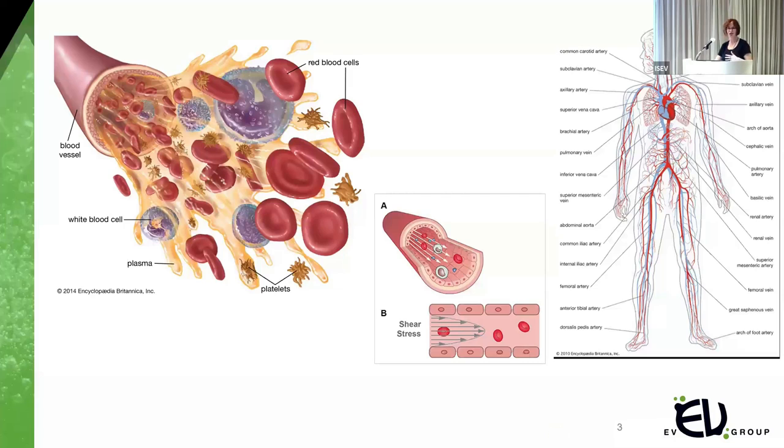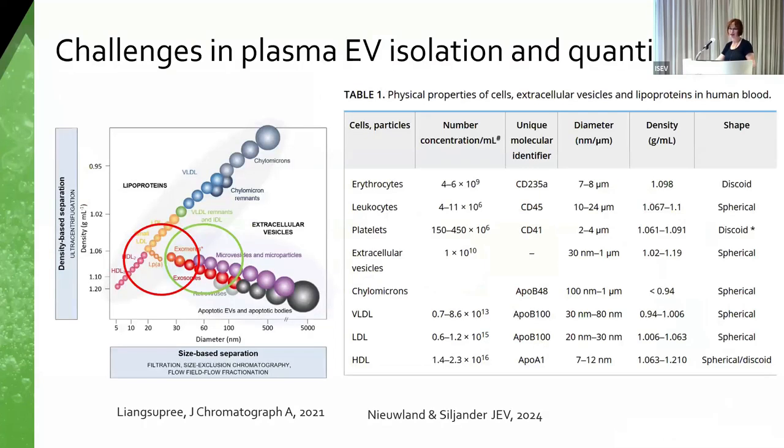So this is a short physiology 101 to remind us what we are talking about, and the complexity. Enough has been said about lipoproteins already, but just to mention again that the lipoproteins really outnumber the vesicles and the cells in the circulation, by six orders of magnitude, and that the properties of the lipoproteins also overlap those of the vesicles, making isolation and quantification a challenge.